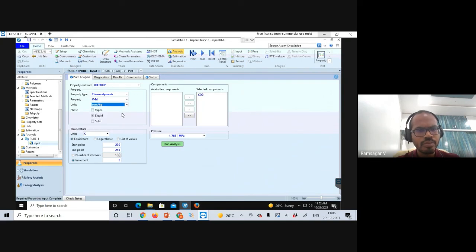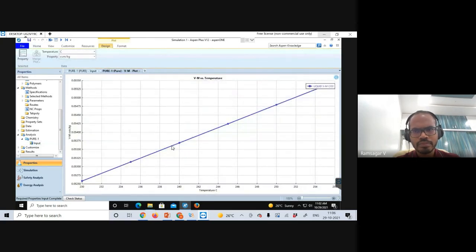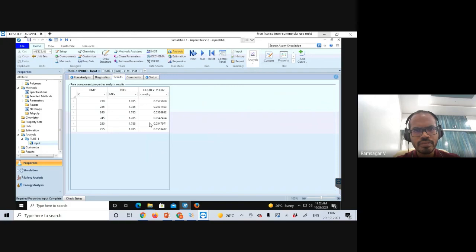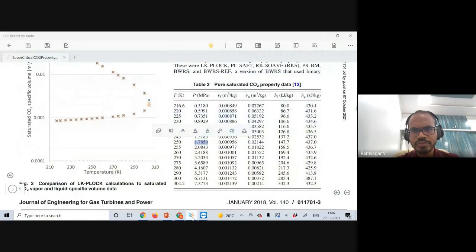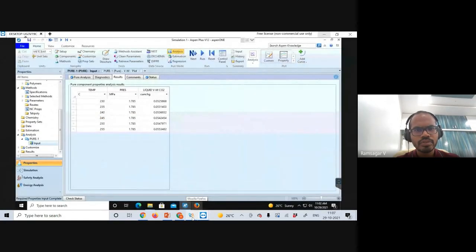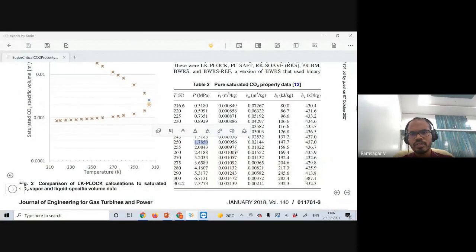Let me run this cubic meter per kg analysis. At 255, what is the value? You can see from the results, at 255.05, 1.7.05. Something is wrong here. For liquid it is 0.009.